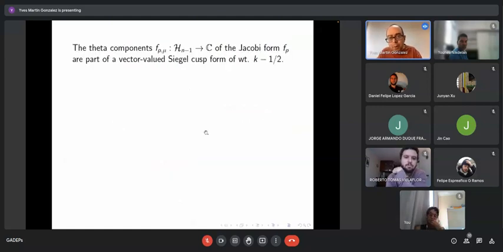And so these components, f sub p mu of the Jacobi form, have some automorphic form properties. And all of them together define a vector-valued Siegel cusp form of weight 1/2 less. So if the weight of f p, the Jacobi form, is k, the weight of the Jacobi form f p components is k minus 1/2.